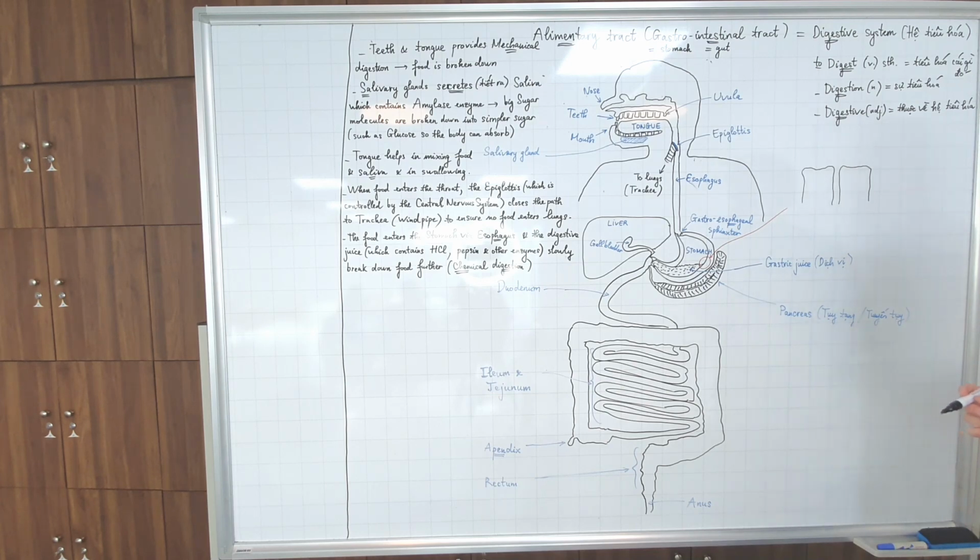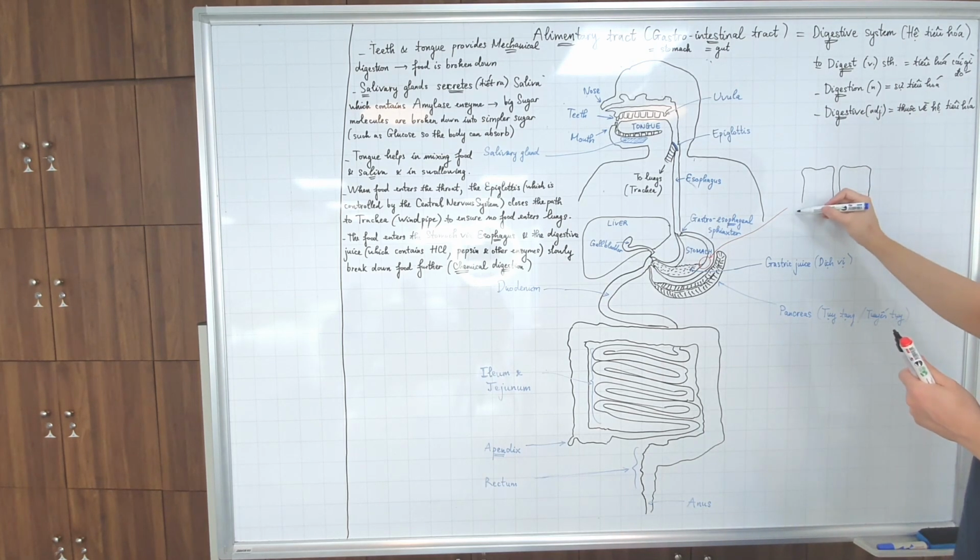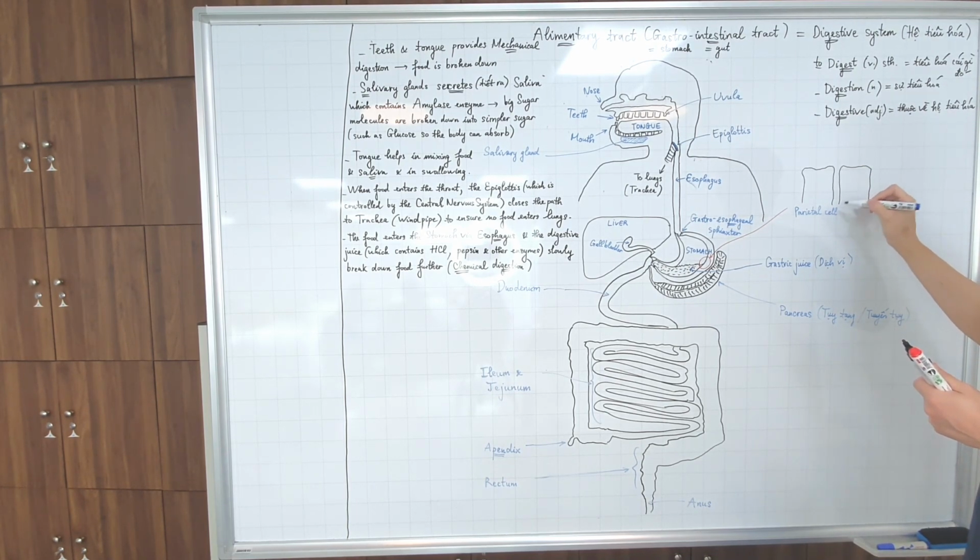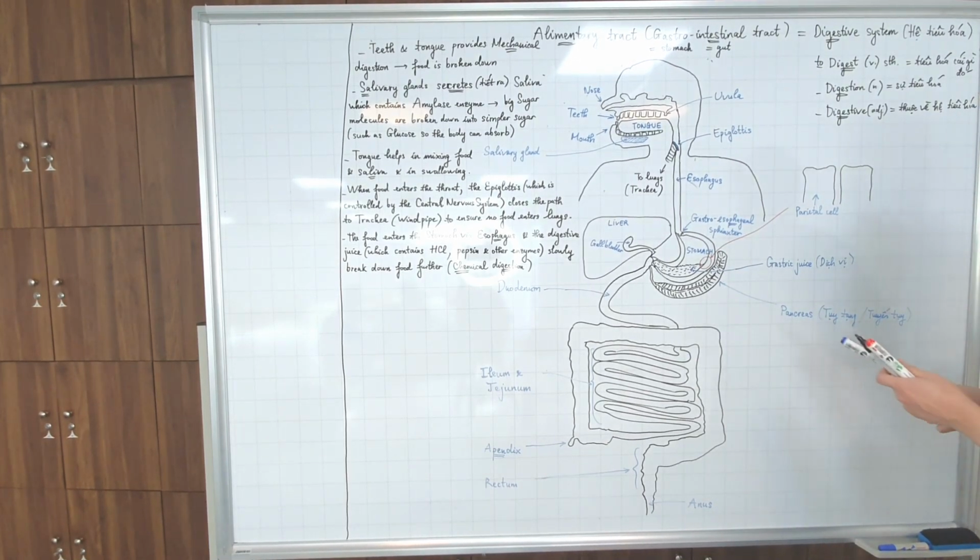That is the parietal cells and what other kind of cells that produce pepsin? Can you check? Which cells secrete pepsinogen? Gastric chief cell, thank you. Chief cell and parietal cell, thank you.